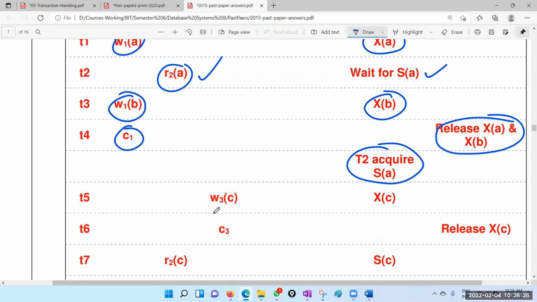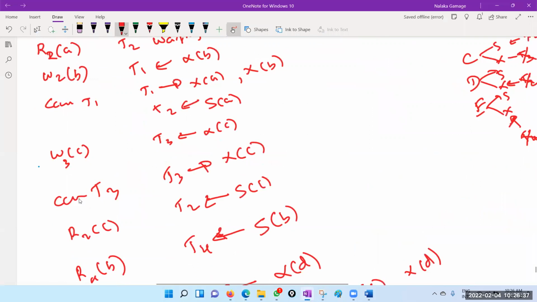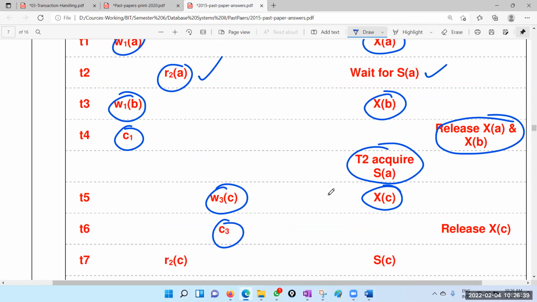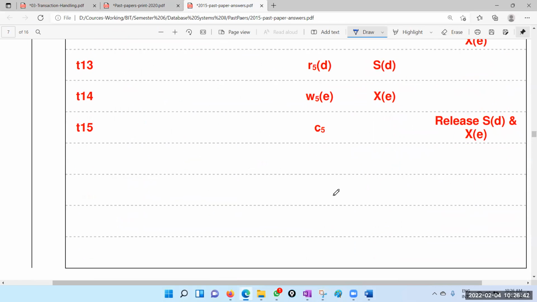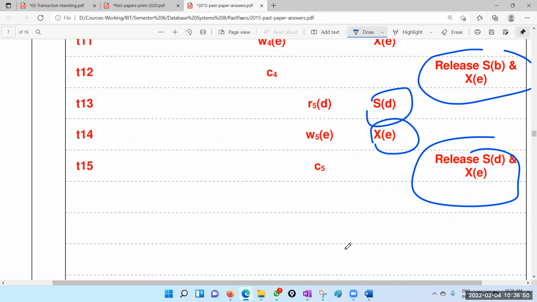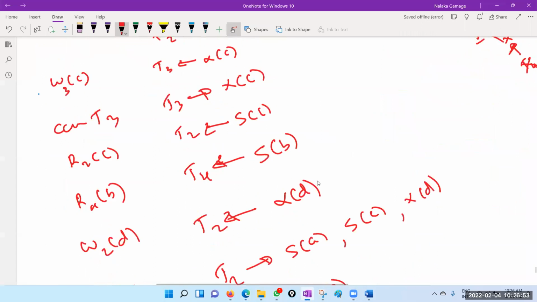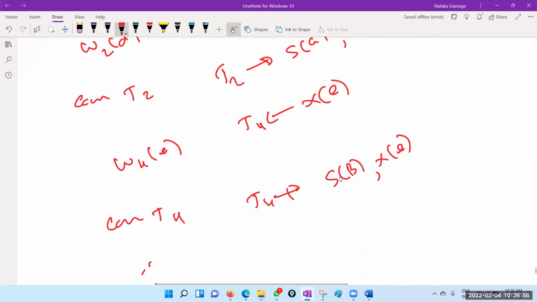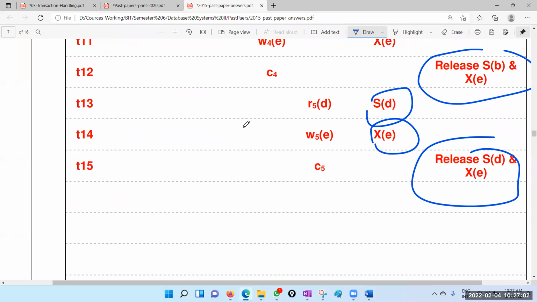Now transaction 3 writes C, so it gets the exclusive C. Now transaction 3 can be committed. Commit transaction 3, then it releases and so on. You have to keep writing. Finally you get the shared B and exclusive E, and also you release those. Release of shared B and exclusive E, and then acquire those two and release again. I hope you can do it now.